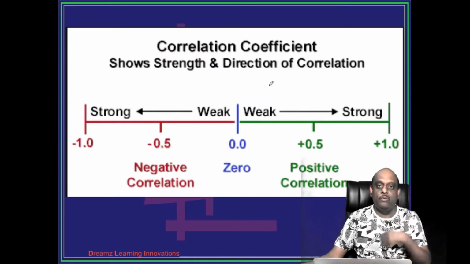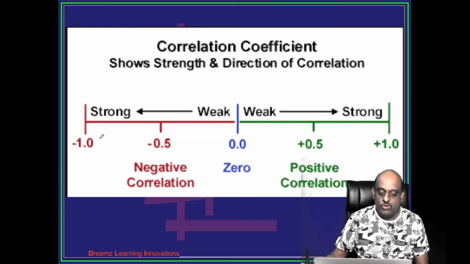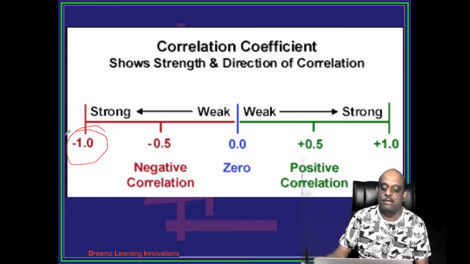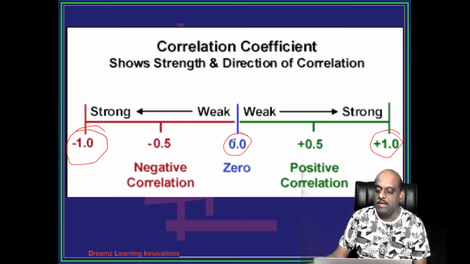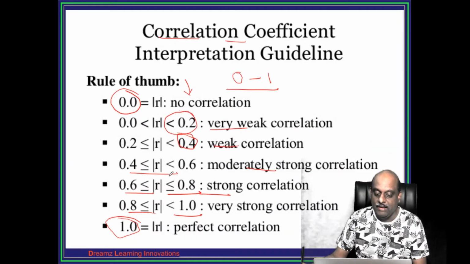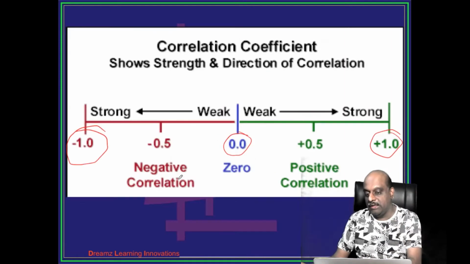Forget the p value, b value, c value, d value, everything here. So strong negative correlation is -1, strong positive is +1, 0 is no correlation, and anything typically 0.6 to 0.8 becomes strong correlation. That's all.